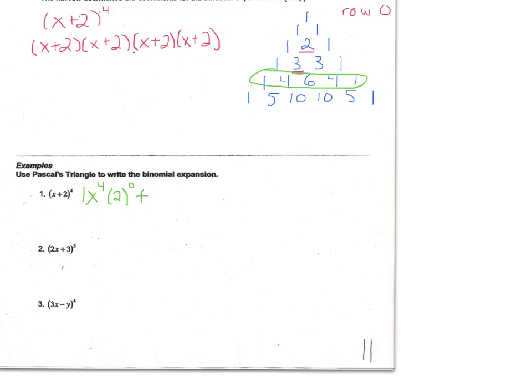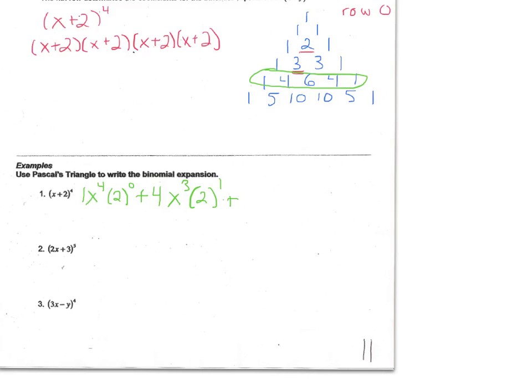Our next term, we use the second term in our row for our coefficient, so we're going to use a 4. And then we're going to take our x, and we're going to go 1 exponent down. So instead of raising it to the 4th, we're going to raise it to the 3rd. And then I take my next term, which is 2, and we're going to go up 1. So I'm going to raise it to the 1st power.